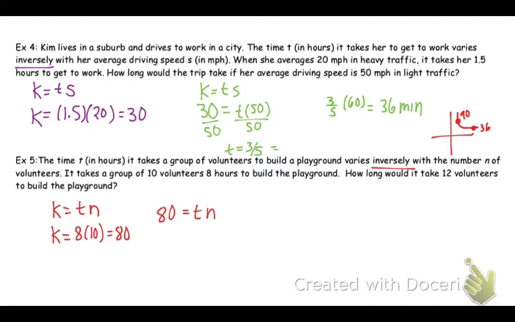It wants to know how long it would take 12 volunteers to build a playground. So we know my constant is 80. I don't know the time. I do know that the number of volunteers here is going to be 12. So divide both sides by 12. And then I'm going to get 6 hours, and then I'm going to have some minutes left over. So 12 times 6 is 72.